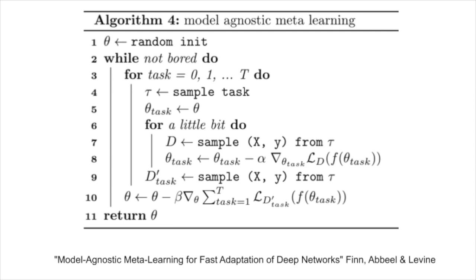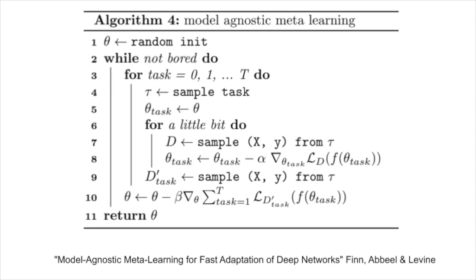Line 8 is quite a long one here. Reading from right to left, given my theta for this particular task, when I evaluate my function and I look at my loss, how do I update those parameters? So line 8 is the classic gradient descent step we had before. And we just do that a little bit. Now we actually repeat this step many times, say 10 times for 10 tasks.